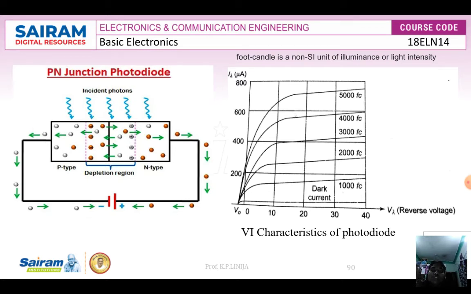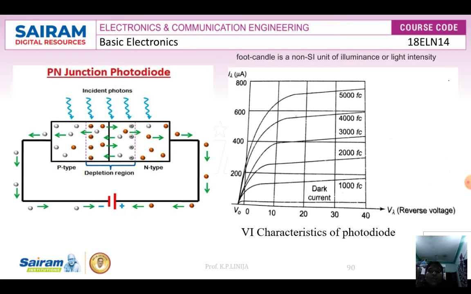The graph shows V lambda against the reverse current I lambda. So the x axis is V lambda and the y axis is I lambda, for various light intensities. This is called the characteristics of the photodiode. Here the dark current is there, and the light intensity slowly increases to 1000 Fc, 2000 Fc, then 4000 Fc, up to 5000 Fc. In this way it is moving.